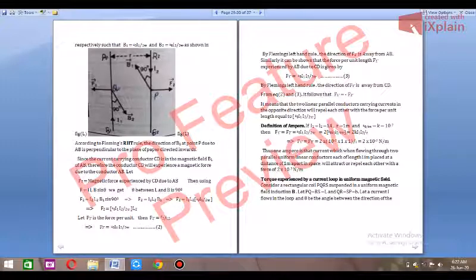Here again F1 dash and F2 dash are equal and opposite, but directed away from each other. So in the first case they were equal and opposite but directed towards each other. Here they are directed away from each other. It means that two linear parallel conductors carrying currents in the opposite direction will repel each other with a force per unit length equal to mu naught I1 I2 upon 2 pi r. So from this equation we can define the ampere.